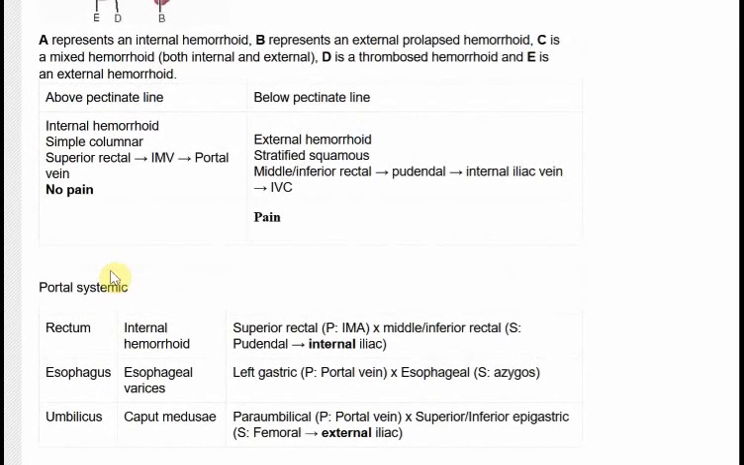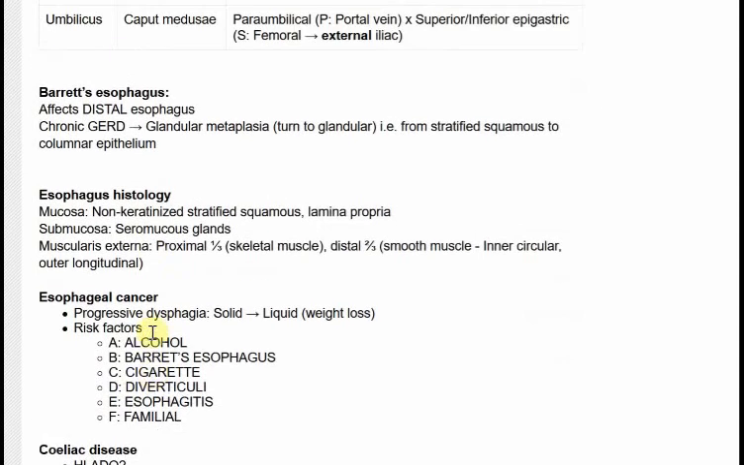So as we said before, the three commonly tested exams, the three portal systemic collaterals. So think, first of all, the gullet and your belly button and your buttock. So in your gullet, you've got esophageal varices, so connection between the gastric and esophageal. You've got your belly button, so caput medusa, and your rectum, the hemorrhoids.